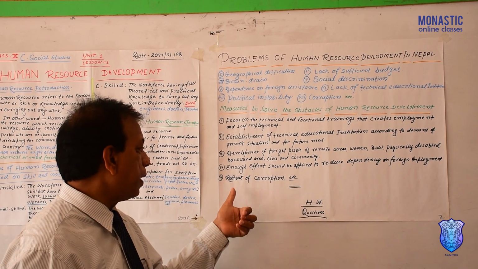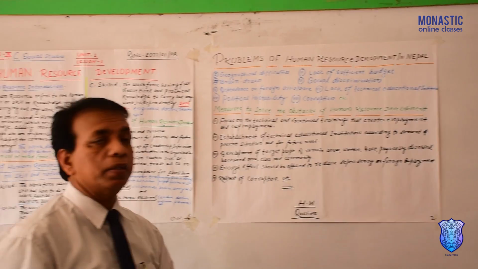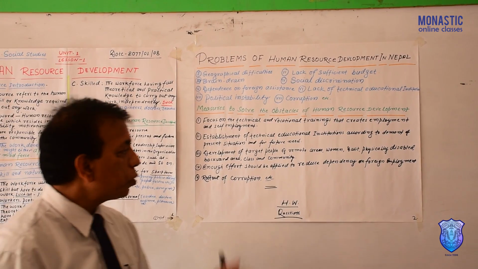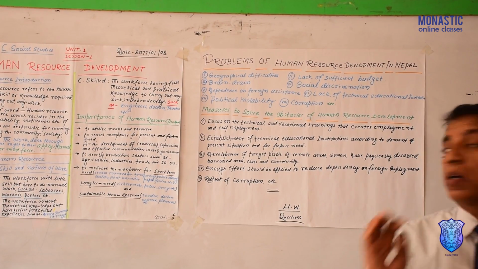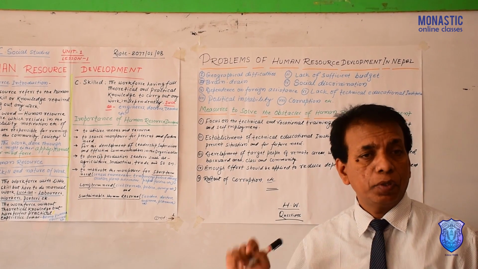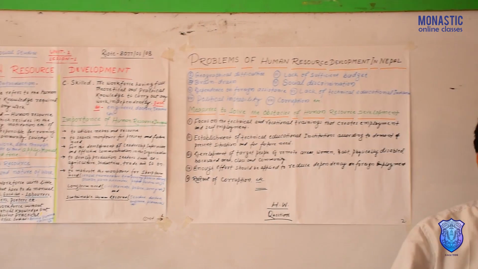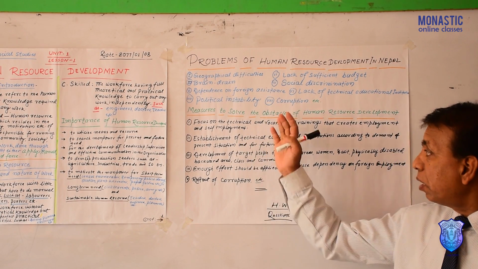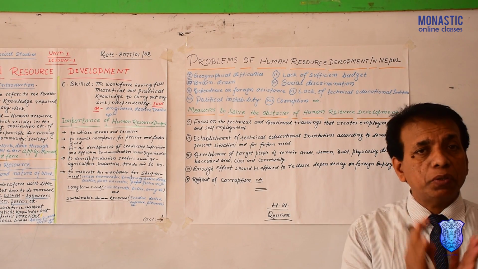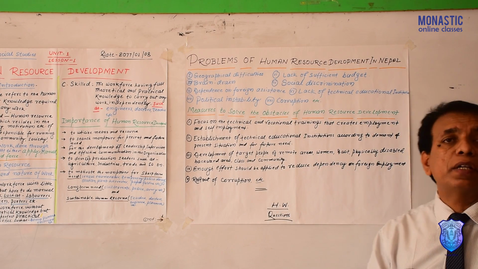Also, finally, root out corruption. Various works in our country Nepal have not been finished because of corruption. So first of all, corruption must be controlled. Then slowly, automatically, all these problems can be solved.